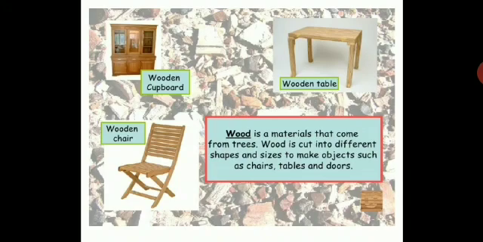Suppose you have wood. Wood is a material that comes from trees. Wood is cut into different shapes and sizes to make objects such as chairs, tables and doors. So wood can be used to make so many objects. You can see in the picture a wooden table, wooden cupboard, wooden chair. So one material can be used to prepare many other types of objects.